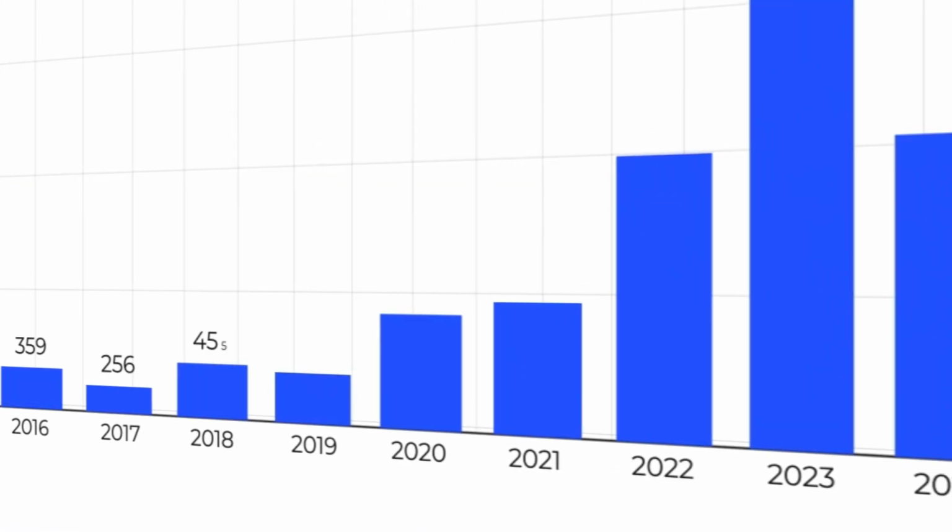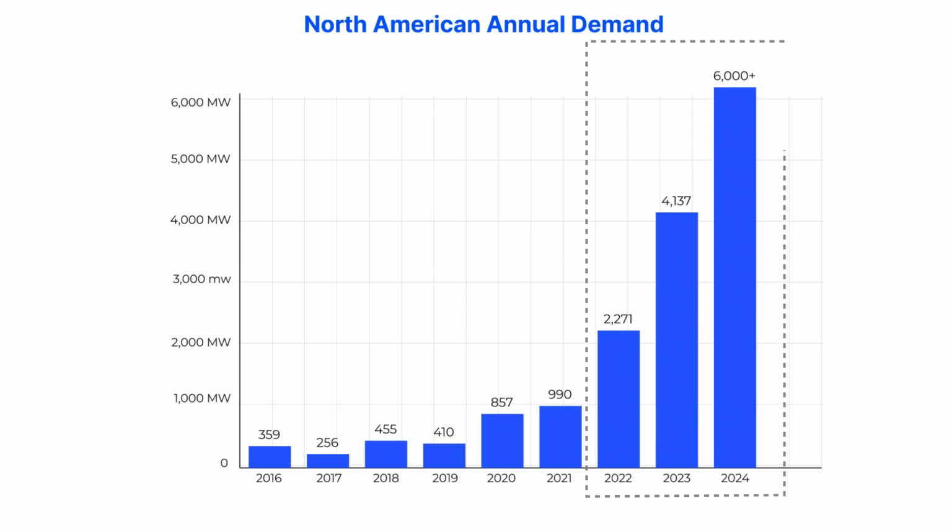Here we go. I probably should have gone back further than this, but these are the North American absorption numbers for the last four or 5 years that we tracked. In 2020, in the heart of all the pandemic stuff, 857 megawatts of leasing, and pre-leasing is included in this in the North American market. 2021, 990 megawatts. 2022, we're going to switch to gigawatts, 2.27 gigawatts. 2023, 4.13, and 2024, 6.79.